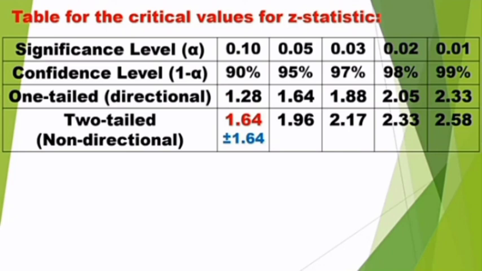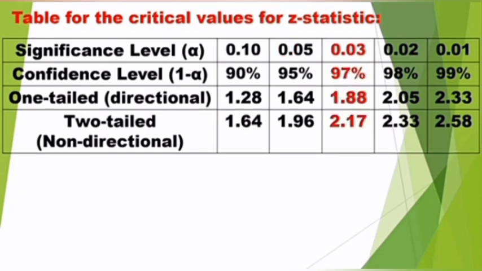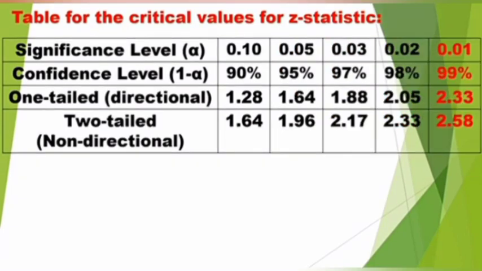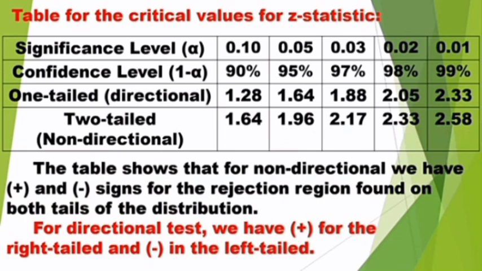The same goes for significance levels 0.05, 0.03, 0.02, and 0.01. They show that for non-directional tests, we have positive and negative signs for the rejection region found on both tails of the distribution. For directional tests, we have positive for the right-tailed and negative for the left-tailed test.